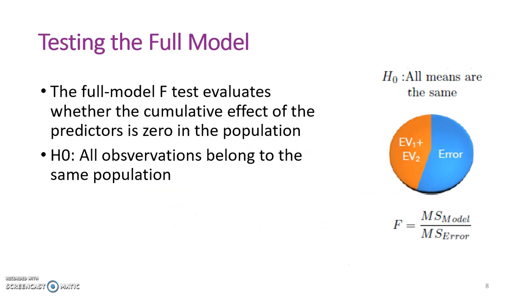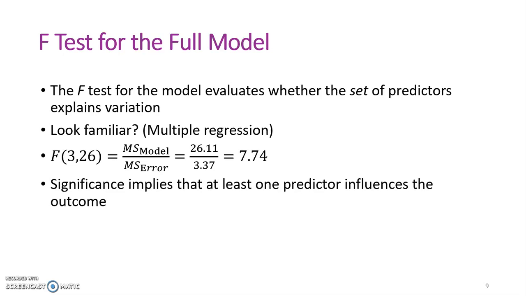To test the full model, we look at the full model F, and that's going to evaluate whether the effect of both predictors, or the cumulative effect of the predictors, is zero in the population. The null hypothesis for this full model is that all observations belong to the same population. That is to say that we would be testing whether or not all of the group means are equal. To get this F, we take the mean square for the model divided by the mean square error. And this evaluates, again, whether that set of predictors cumulatively explain the variation in the outcome.